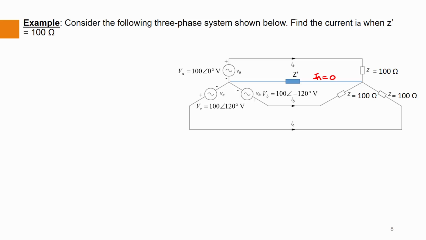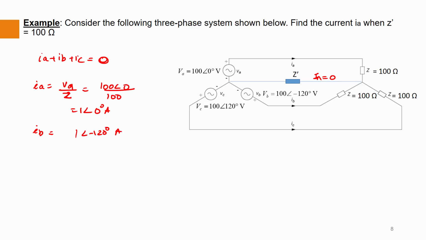Thus, the neutral current will be 0, or I can write it as IA plus IB plus IC is equal to 0. We can find our IA as VA divided by Z, or 100 at an angle of 0 divided by 100, which gives us a value of 1 at an angle of 0 degrees amperes. We can similarly calculate the other currents, or we can use a phase shift of 120 degrees to get IB as 1 angle minus 120 degrees and IC as 1 angle 120 degrees amperes.